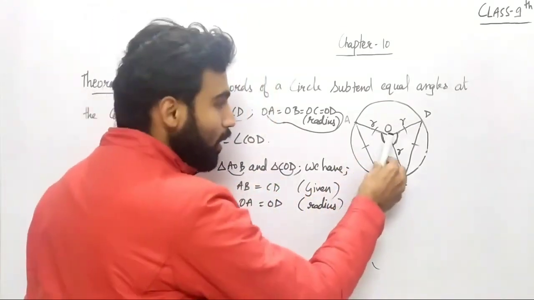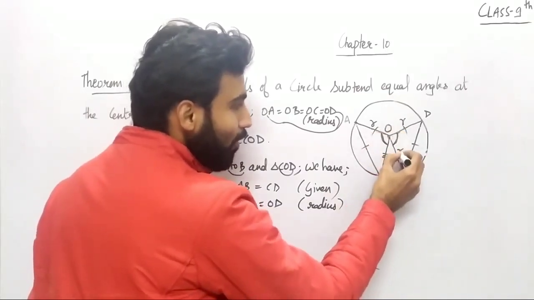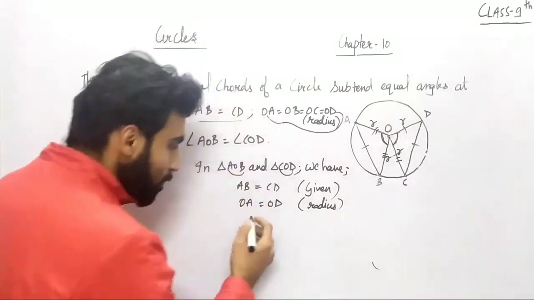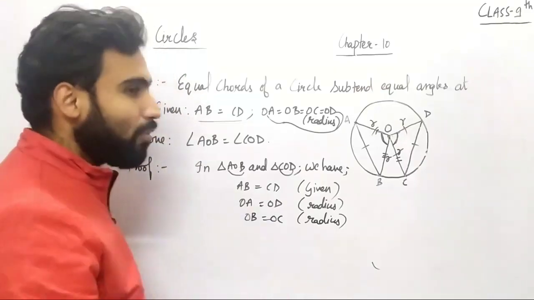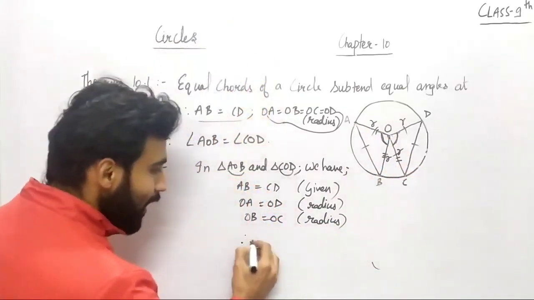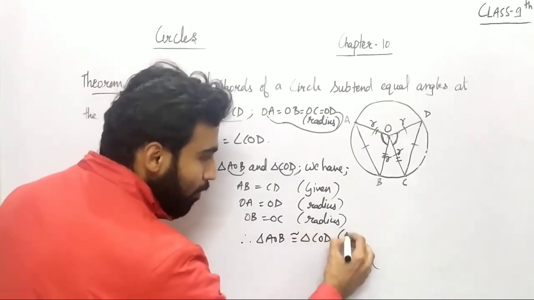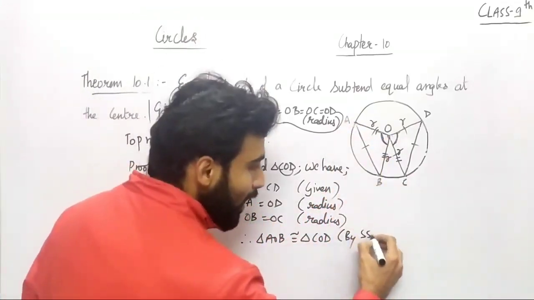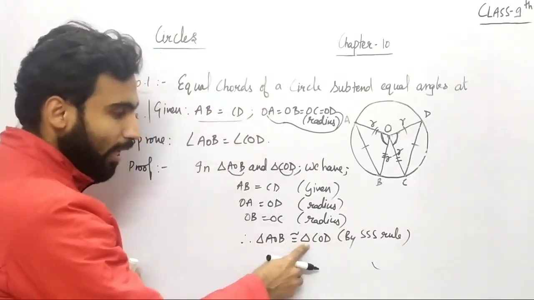Then the third condition is, you can see, OB is equal to OC. These are also radii here, right? They are also in these triangles here. So OB is equal to OC. This is also a radius. So you can see here I have written three conditions. Now all are sides here: side, side, side. So we can say that therefore triangle AOB is congruent to triangle COD. Now the congruency rule: which congruency rule is applied here? Side, side, side, so that is by the SSS rule. We can say that triangle AOB is congruent to triangle COD.